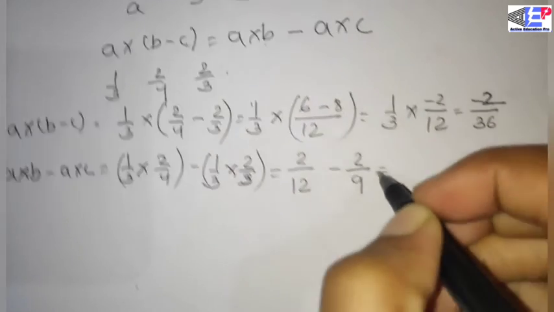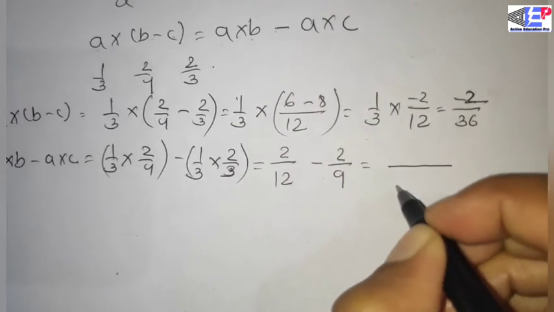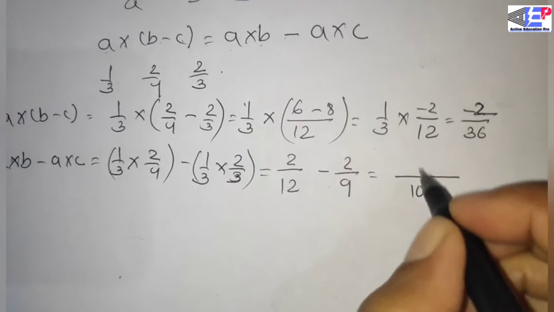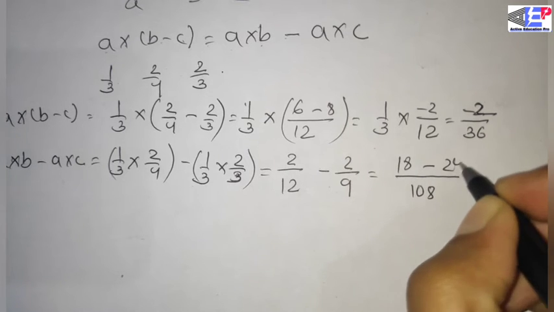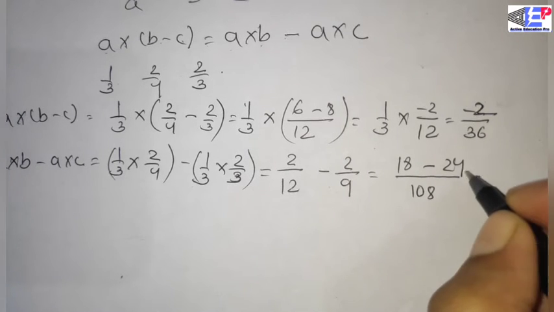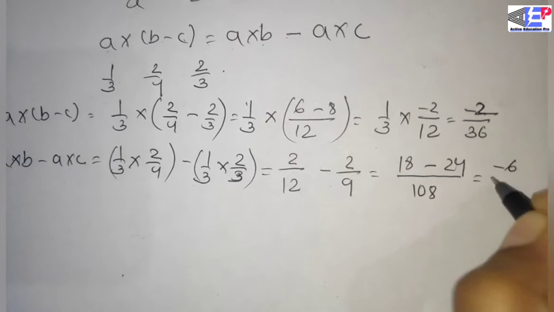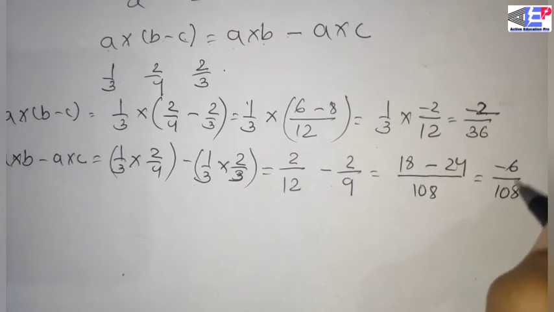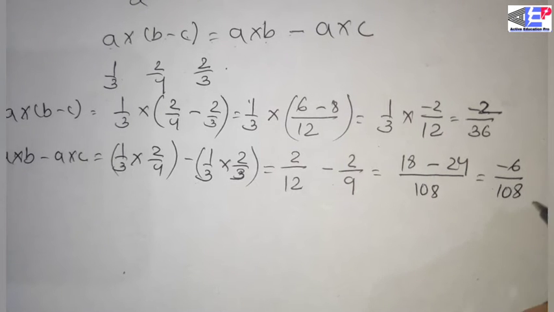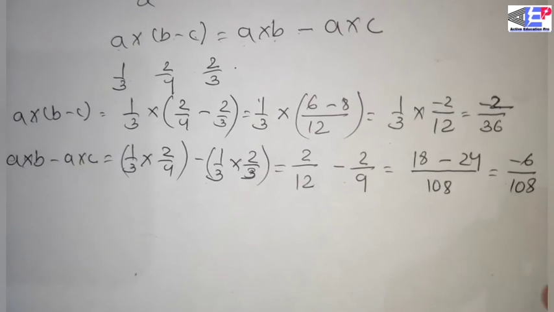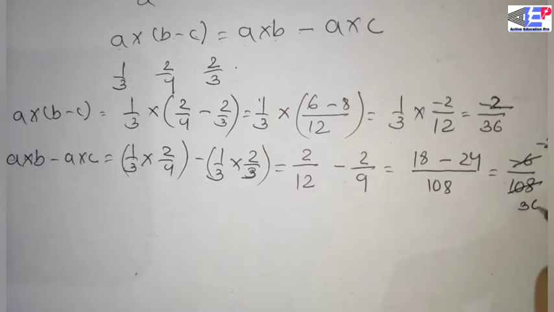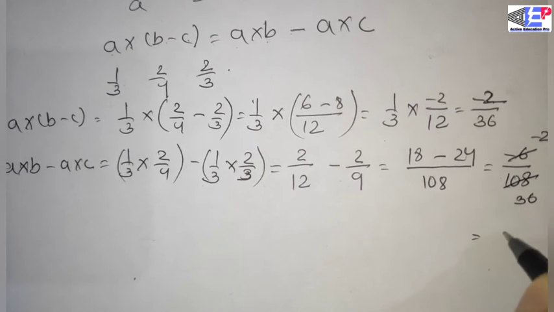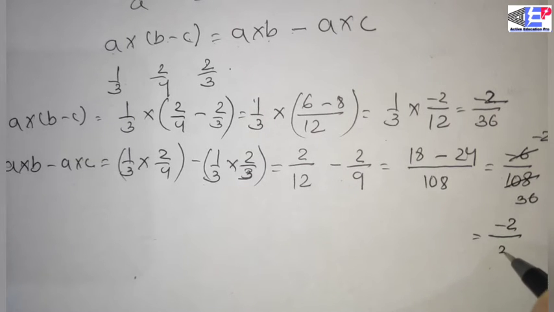3 is 9. Take LCM 108. 18 minus 24. Your answer is minus 6 by 108. In these two numbers, minus 6 and 108, 3 is the common factor. So by cancelling it, 3 comes out, 3 minus 2 is minus 6, 336 is 108. So here our new answer is minus 2 by 36.